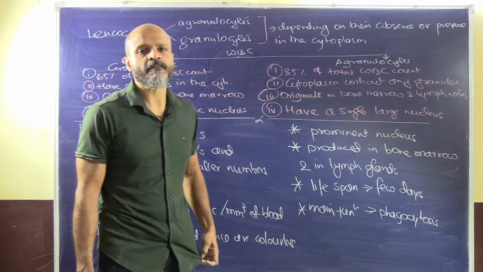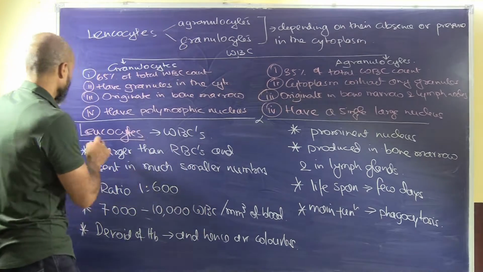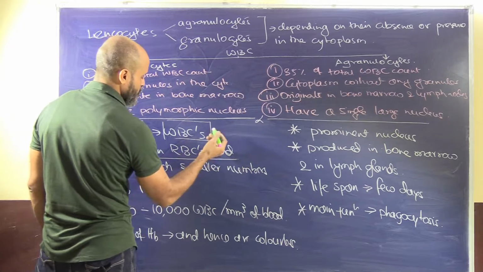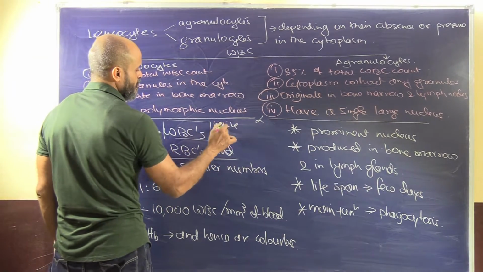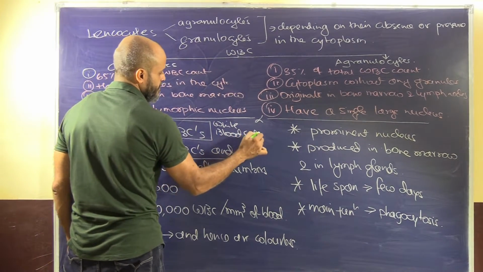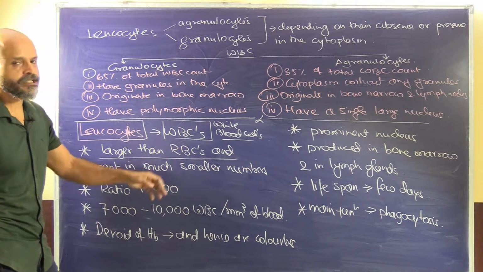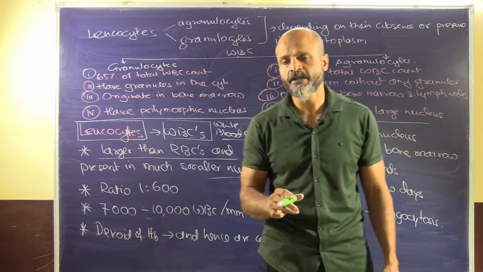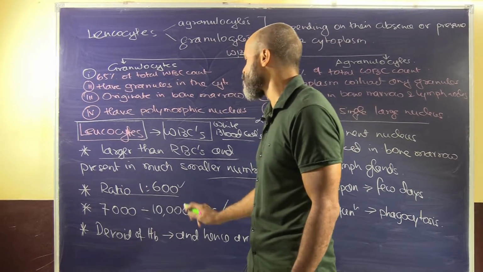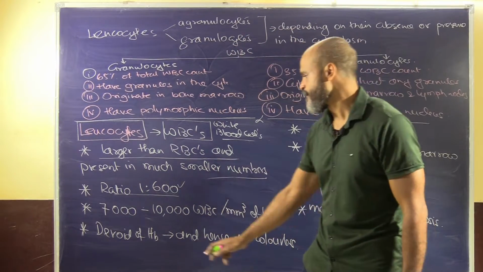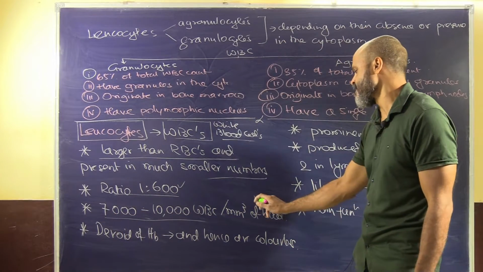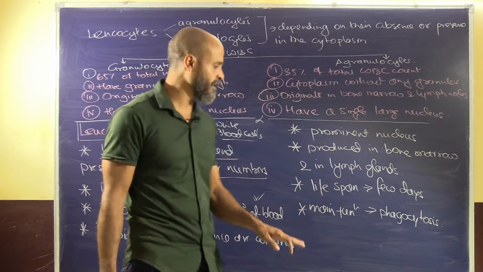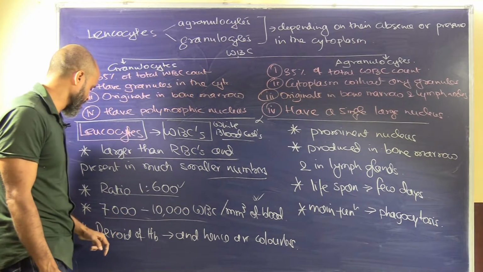We know that leukocytes are primarily involved in the defense mechanism of the blood. These leukocytes are basically WBCs, also known as white blood cells. They are larger than RBCs obviously, and present in much smaller numbers. The ratio is 1:600. There is approximately a count of 7,000 to 10,000 WBCs per cubic millimeter of blood.